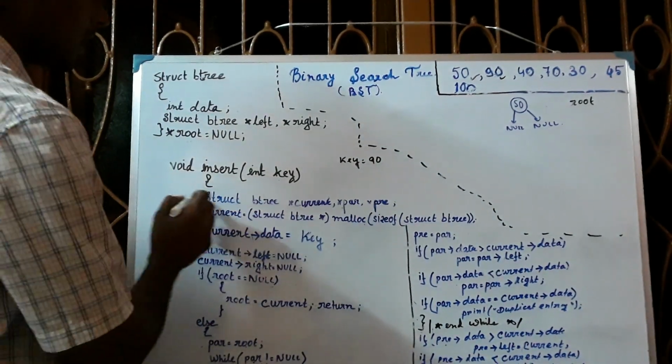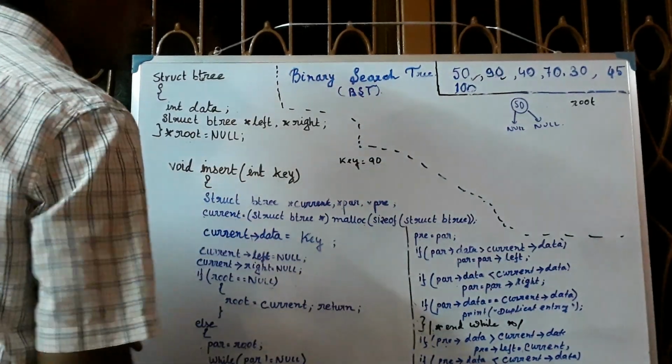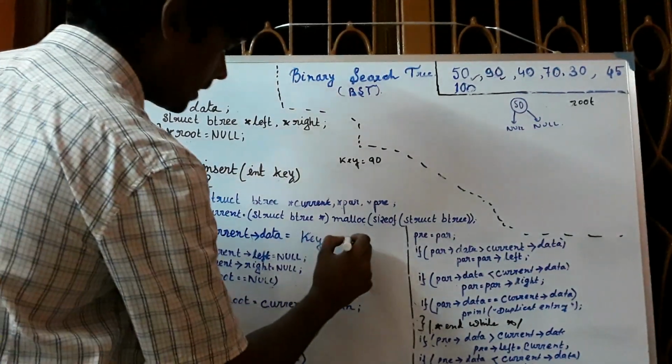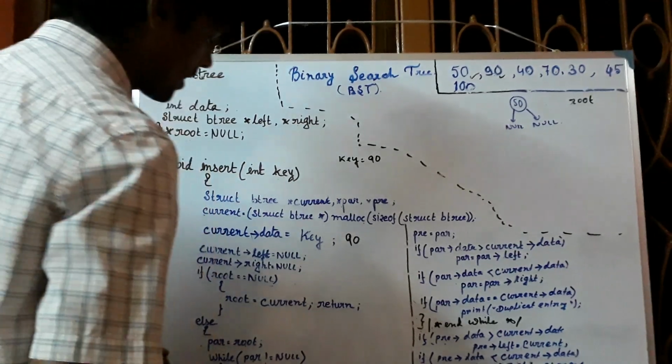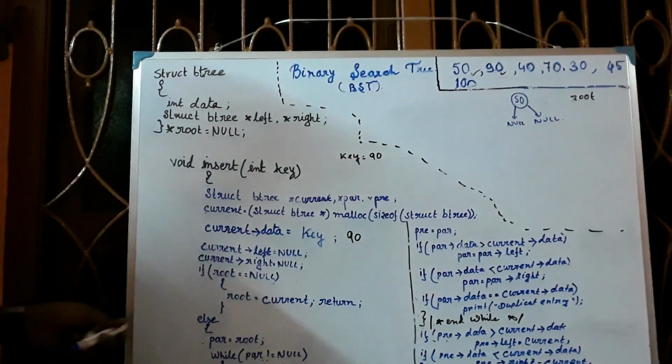Key is 90. A start bit tree, current data. That means key will go to the current. So what will be your current? Current will become 90, right? Current next, current left null, current right null.